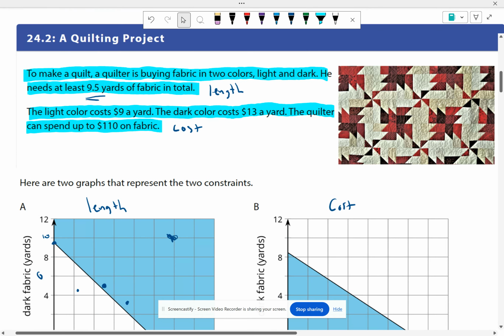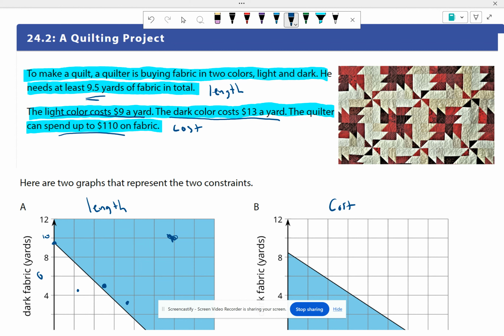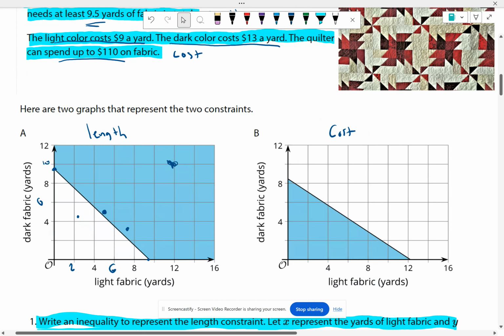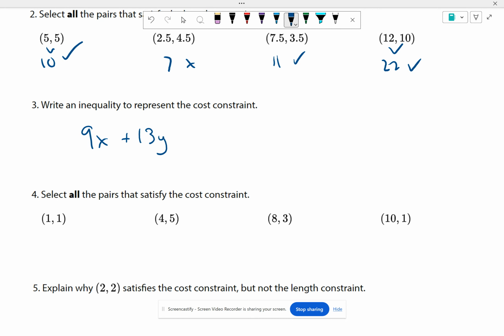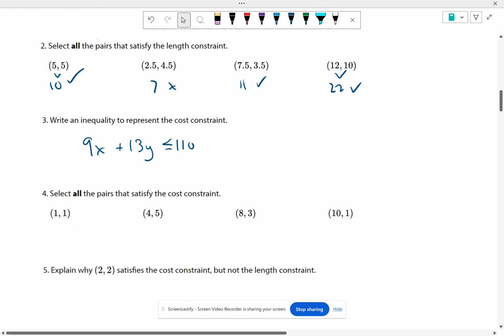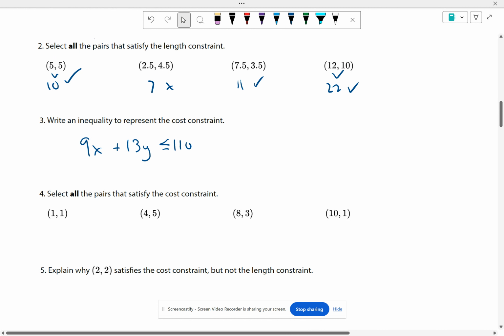Now, in the cost constraint, we know that the light costs $9 a yard, the dark color costs $13 a yard, and we've got to spend no more than $110. So it's $9 for each yard of light fabric. So 9x tells me how much I'm spending on just the light fabric, plus $13 a yard of dark fabric times y yards of dark fabric. That's how much I'm spending on the dark. That can't go over my budget of 110, so that has to be less than or equal to 110. So that is my cost constraint inequality.